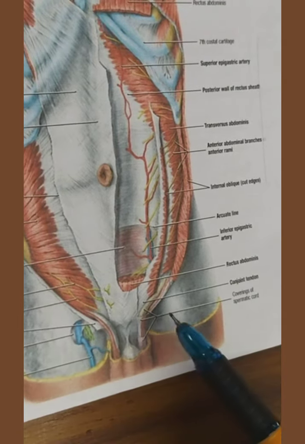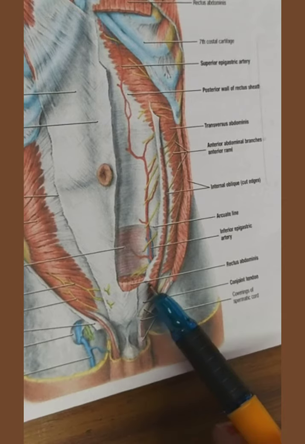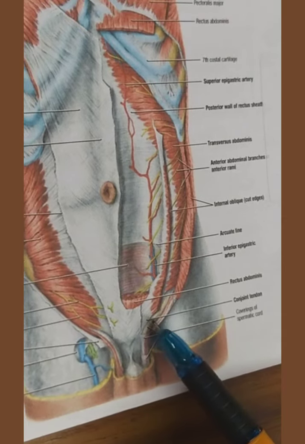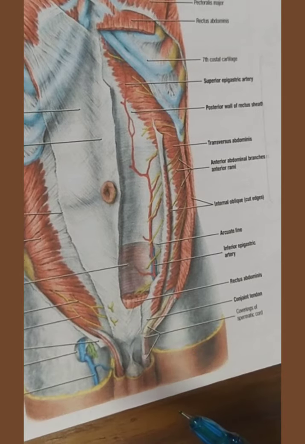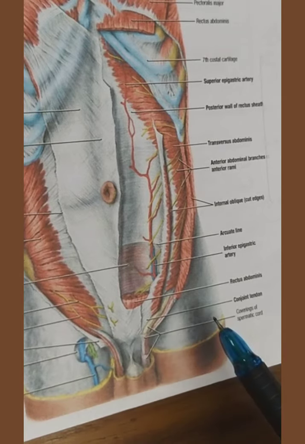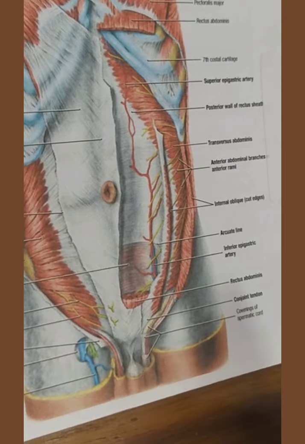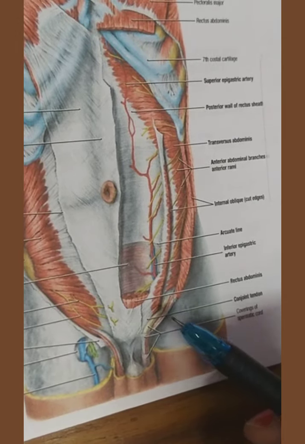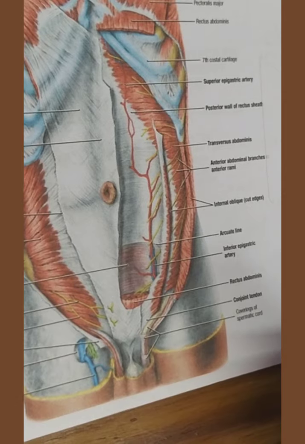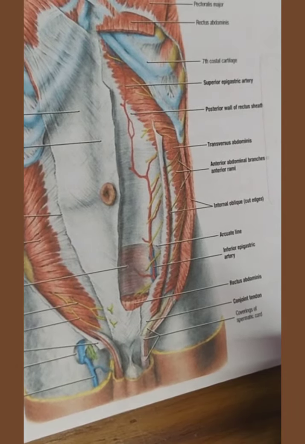Now, this is the conjoint tendon. Medially it is continuous with the anterior wall of the rectus sheath, and laterally it has a free margin. Sometimes a fibrous band known as the interfoveolar ligament extends downwards from its lateral margin to the superior ramus of the pubis on the medial side of the deep inguinal ring.